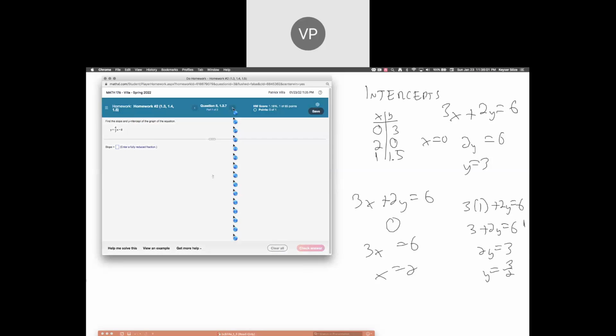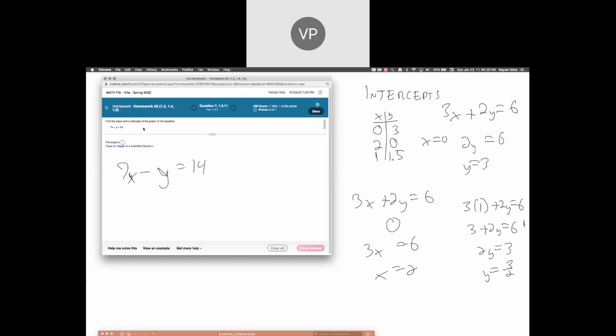So I'm going to skip around and just do a handful out of section 1.3. Let's look at this number 7. Find the slope and the y-intercept of this equation. All right, so on this one, we have 7x minus y equals 14.